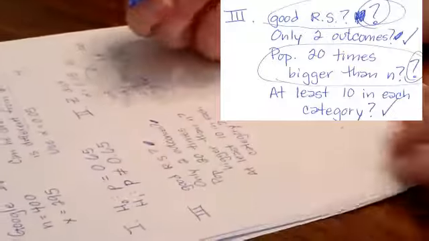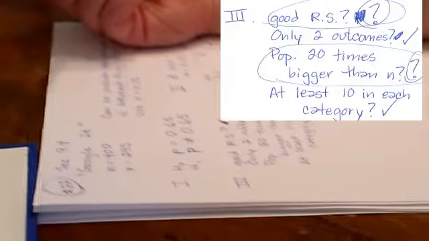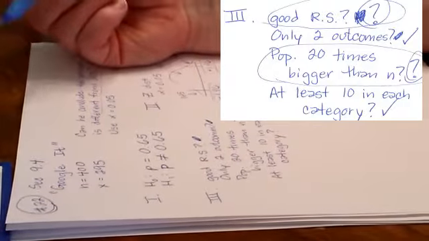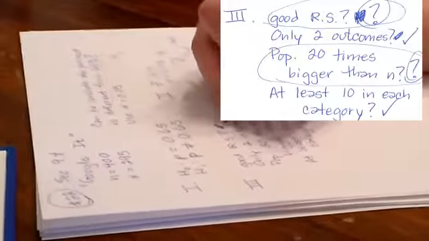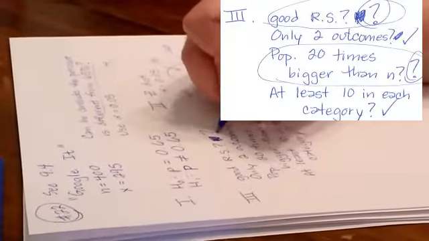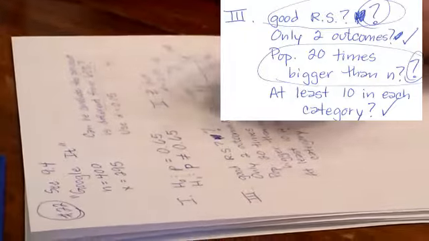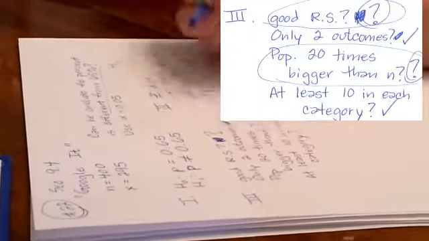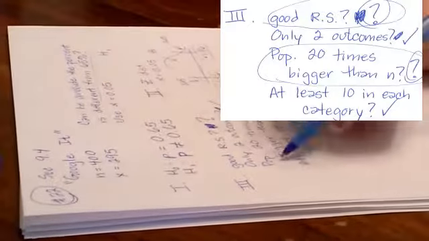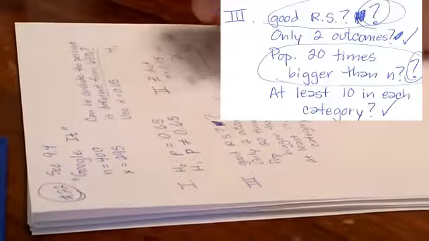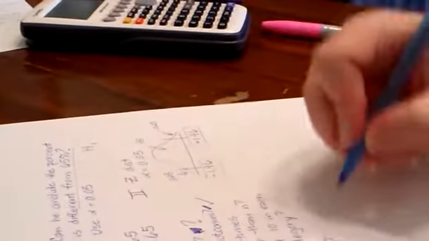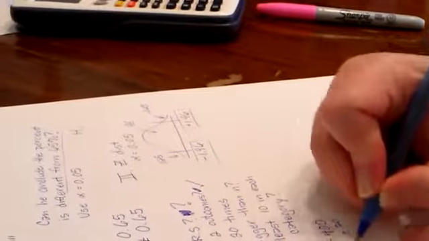All right, now instead of just automatically checking them off, let's go back and look at the problem. It says he samples 400 searches. It doesn't really say that it's a good random sample, so I shouldn't have checked that off because we really can't tell. Only 2 outcomes: this is true, it's just whether it's Google or not. Population 20 times bigger than N. He sampled 400 searches, so N is 400.